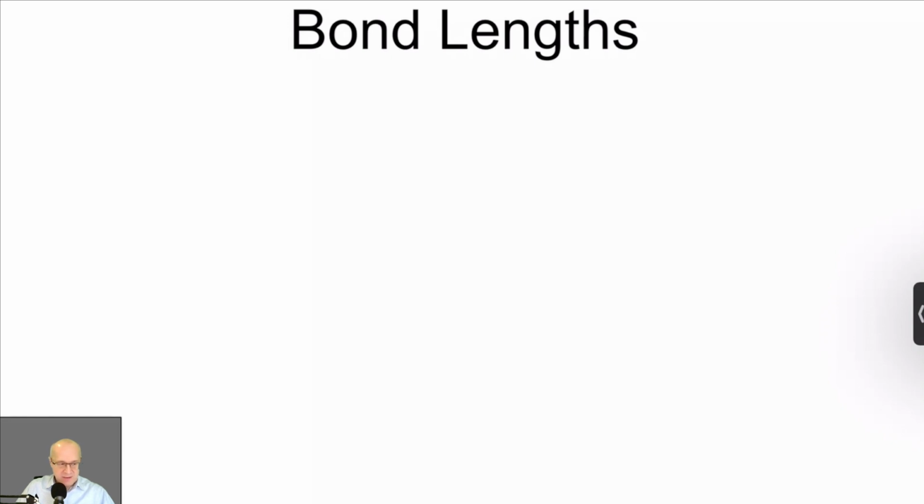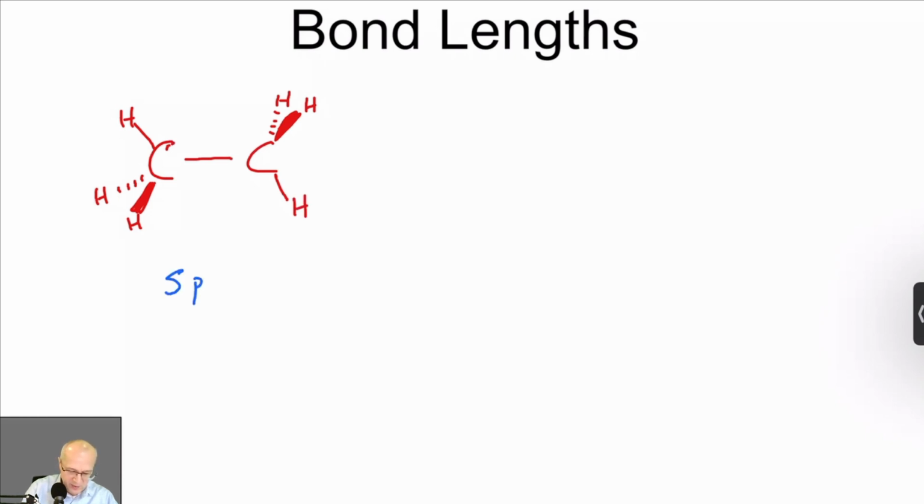Let's talk a little bit about bond lengths now. Let's talk about hybridization and bond lengths. So we have ourselves sp3 carbons. These carbons are sp3, both of them are. And the bond length here is 1.54 angstrom. So that's a sigma bond between two carbons.